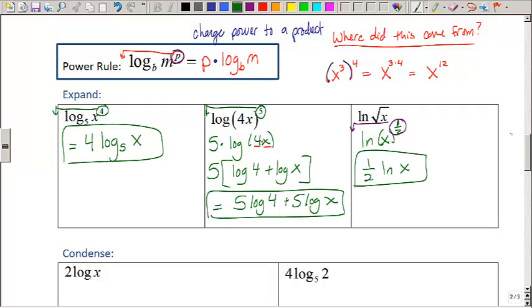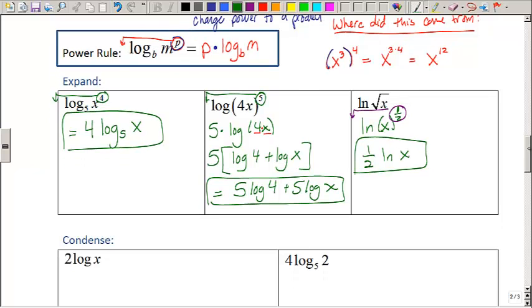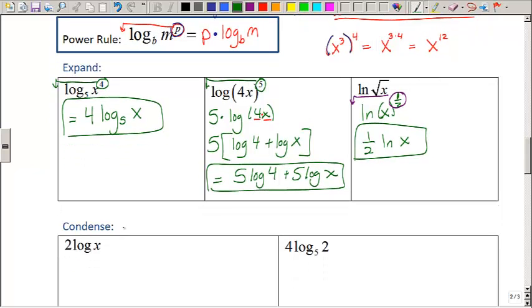Now that we've used our power rule to expand, we're going to do the exact opposite. We're going to use the power rule to condense. And remember, when we condense, we're condensing to a single logarithm. And this single logarithm cannot have any coefficient other than 1. So we'll say the coefficient must be equal to 1.